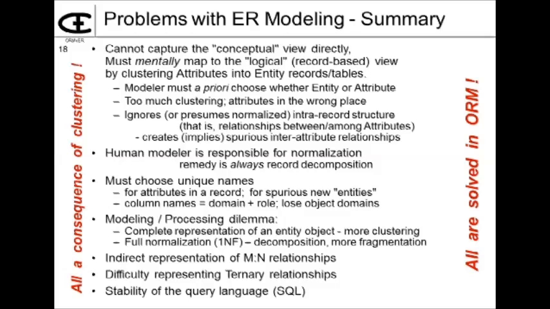All of these points are a consequence of clustering into tables. They're all a consequence of table think. And all of these problems go away when we use object role modeling.